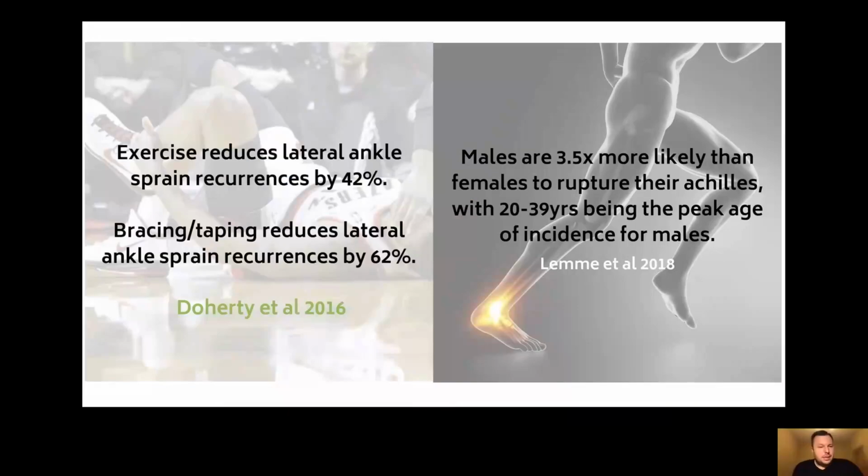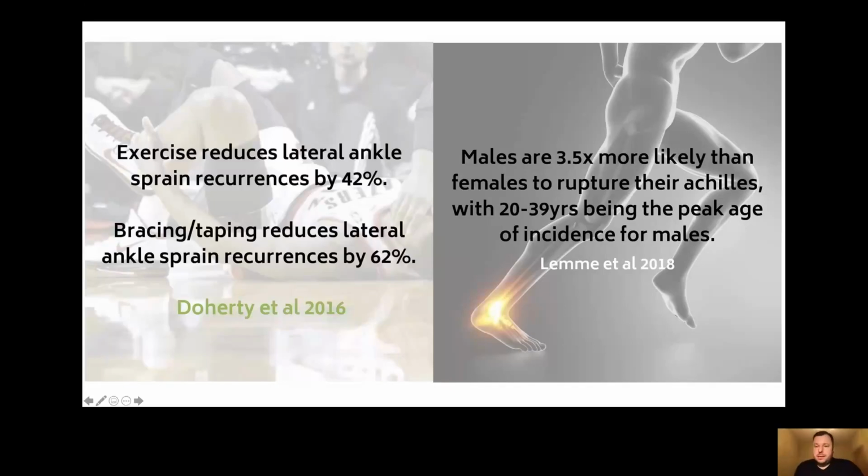So we know that exercises reduce lateral ankle sprain recurrences by 42%. And we know that bracing and taping reduce lateral ankle sprain recurrences by 62%. So that means that exercises and bracing and taping put together can be a very nice combination for prevention of ankle sprain in basketball.